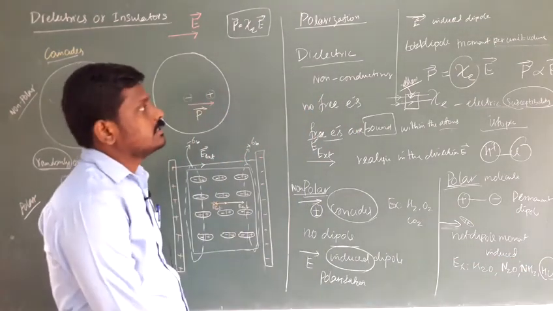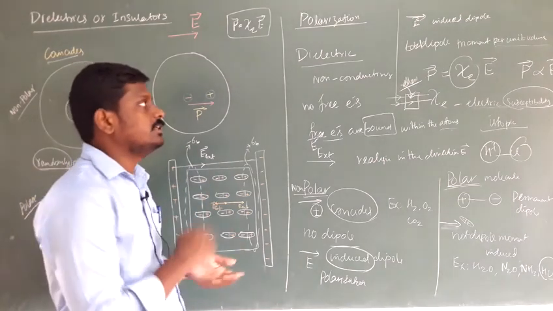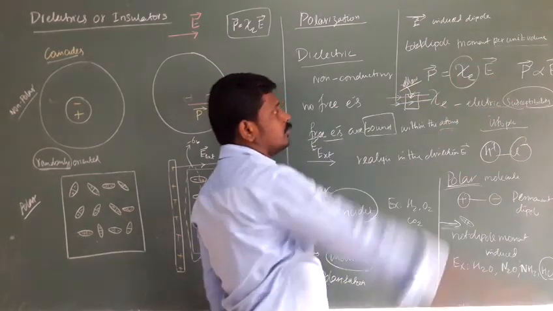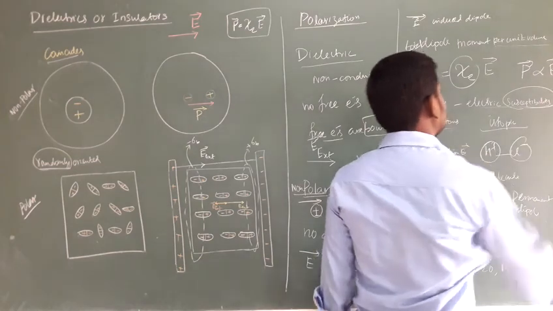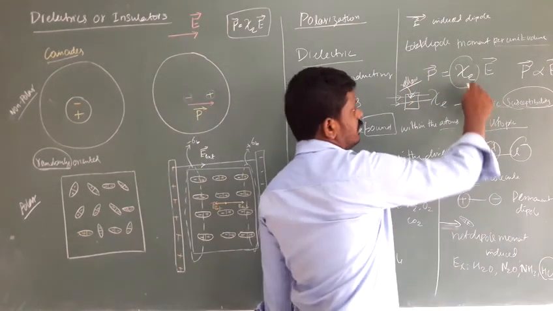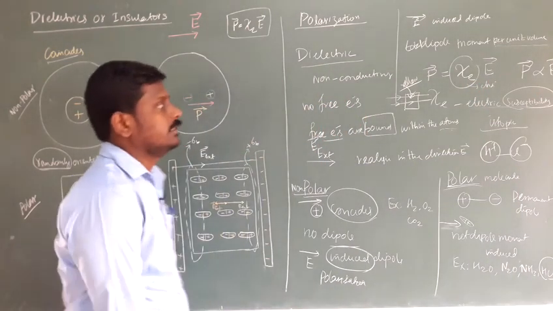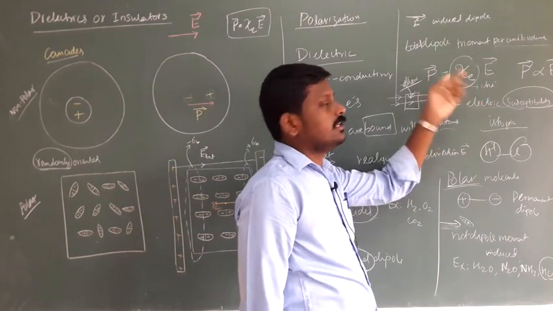And finally, polarization. By applying an electric field, induced dipole moments are produced. Polarization is defined as the total dipole moment per unit volume. Polarization is directly proportional to the strength of the external electric field. Here chi is the electric susceptibility, which depends upon the character of the material.